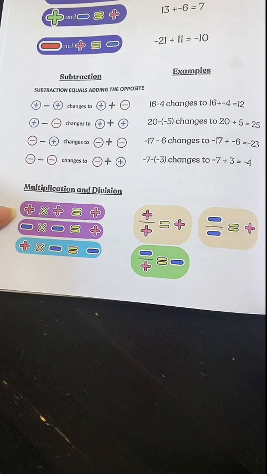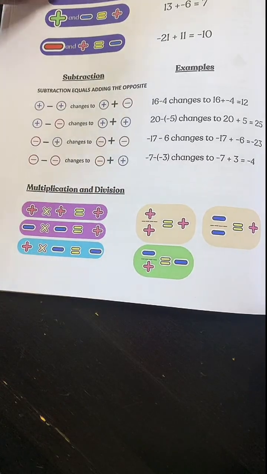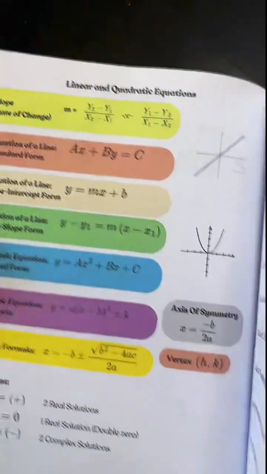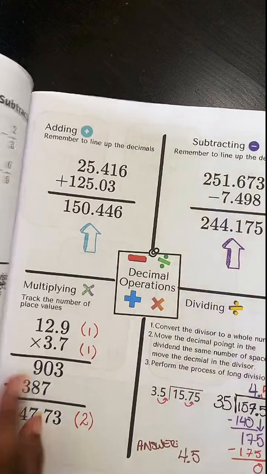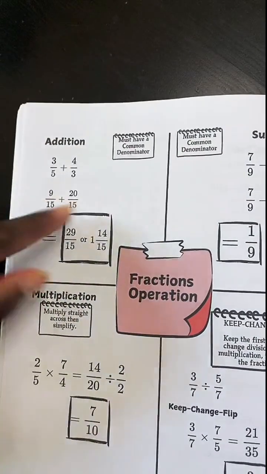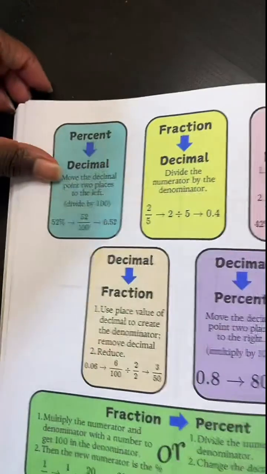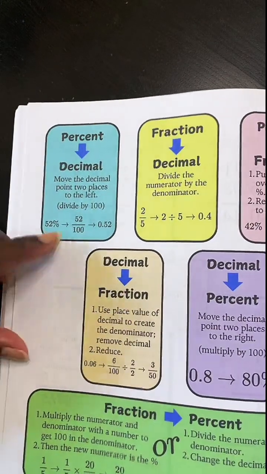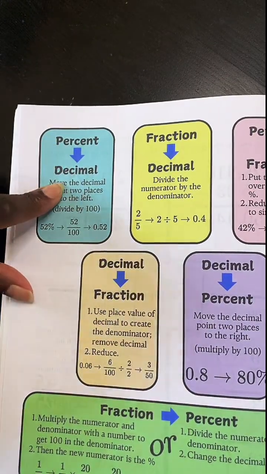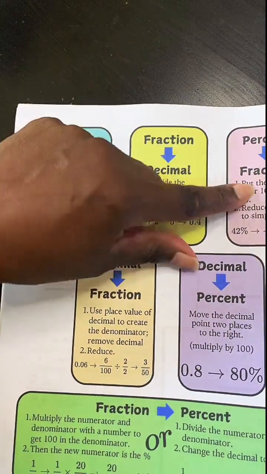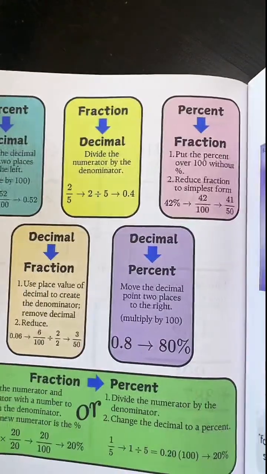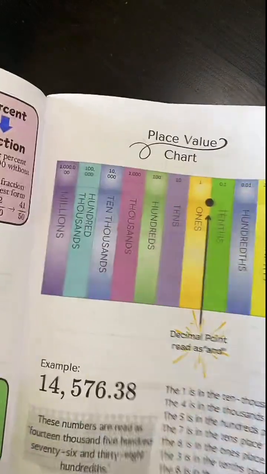Multiplication and division is a little bit easier because it's the same rules for both. Then you have your linear and your quadratic, order of operations, decimal operations, fraction operations with adding, subtracting, multiplying, and dividing. All that is in there. What happens if you have to do a little conversion from percent to decimals, fraction to decimal, percent to fractions? All that's listed right here, what to do.